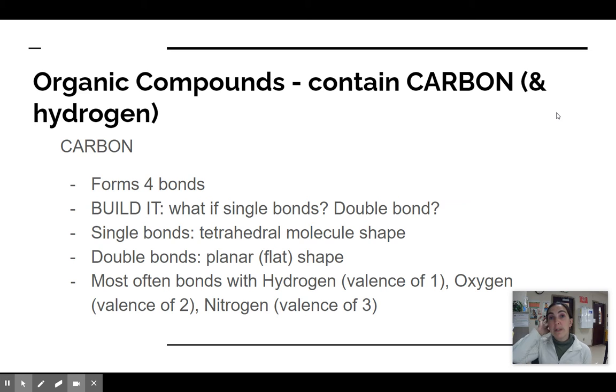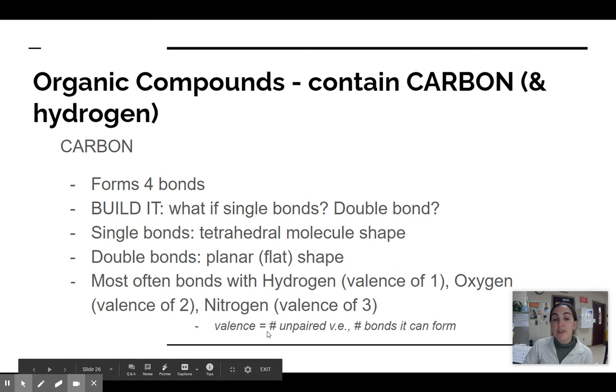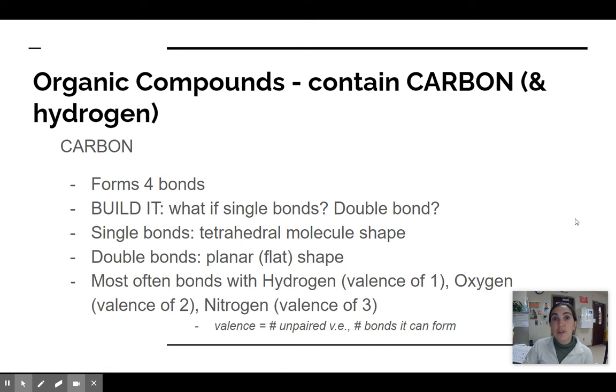Most often, carbon bonds with hydrogen, oxygen, and nitrogen. So it's important that you know how many bonds each of those will create. That's referred to as its valence. The word valence doesn't just refer to valence electrons. In this sense, it refers to the number of unpaired valence electrons. In other words, the number of chemical bonds it can form. So those are some things that you should know so that you can look at chemical structures and kind of understand what you're seeing.